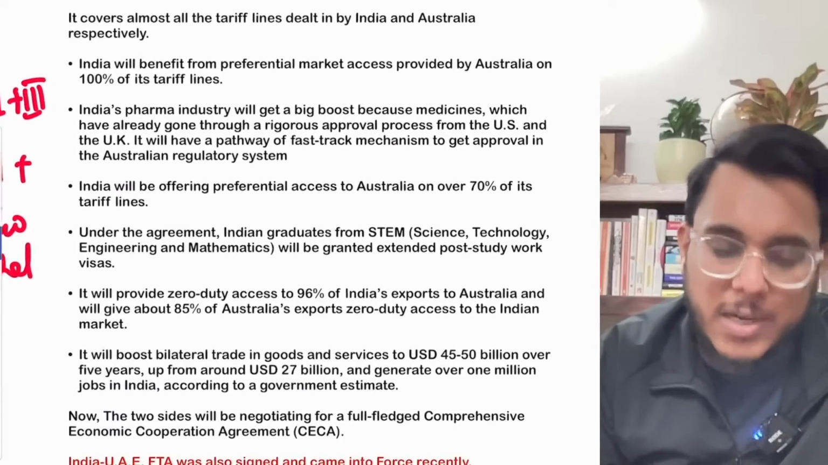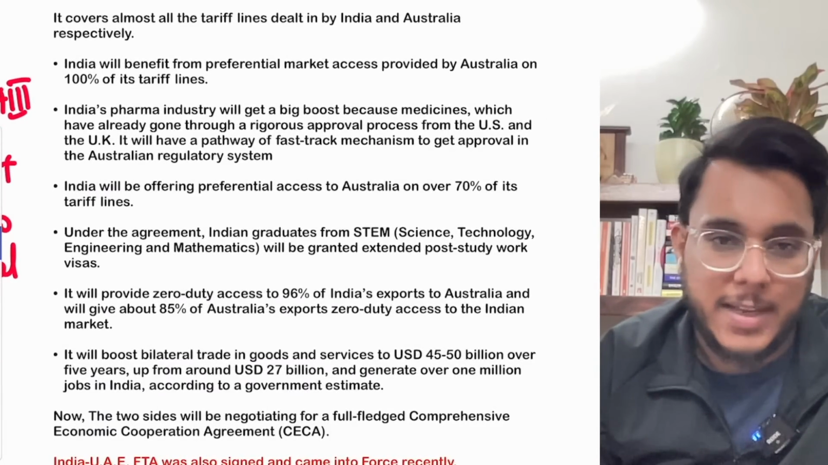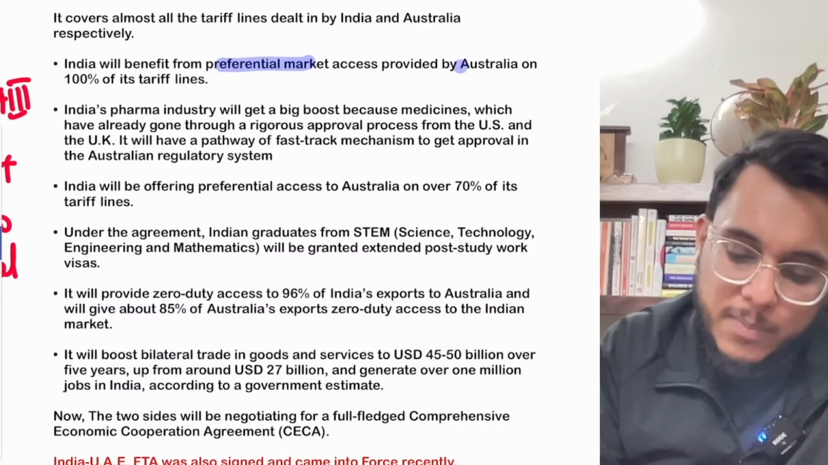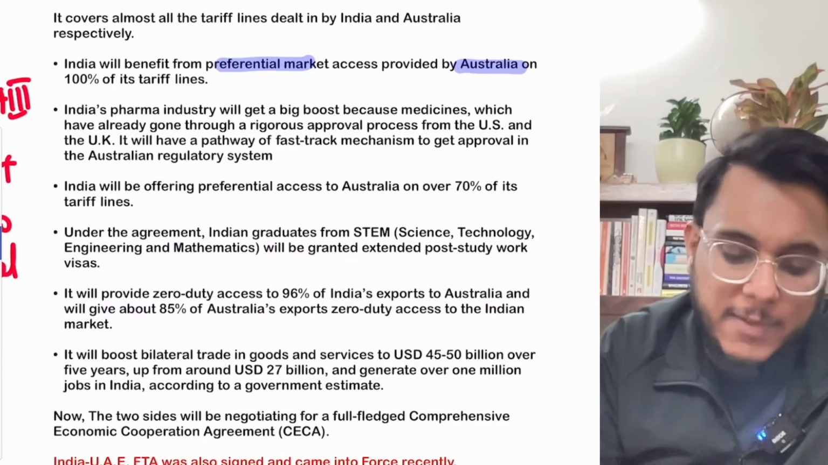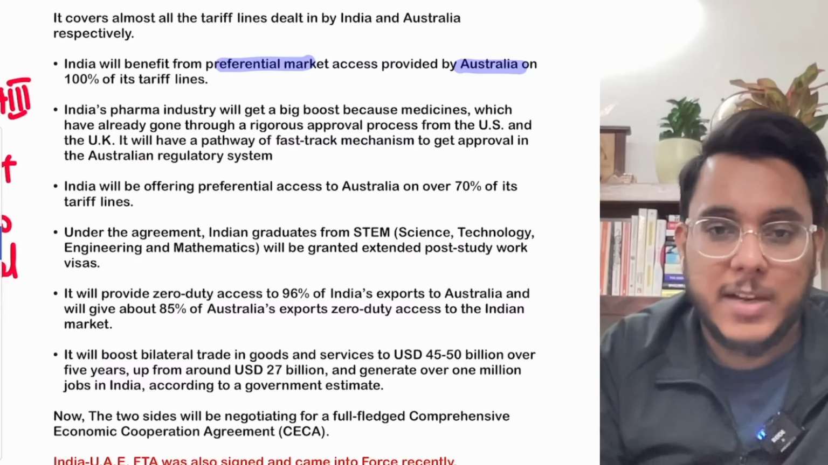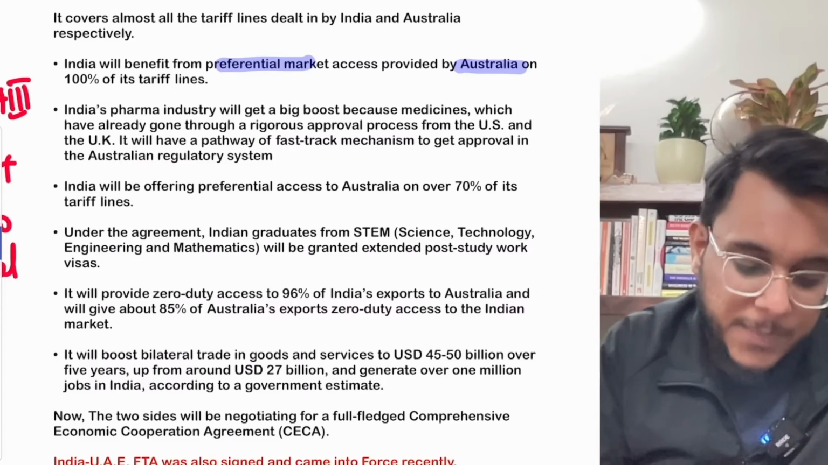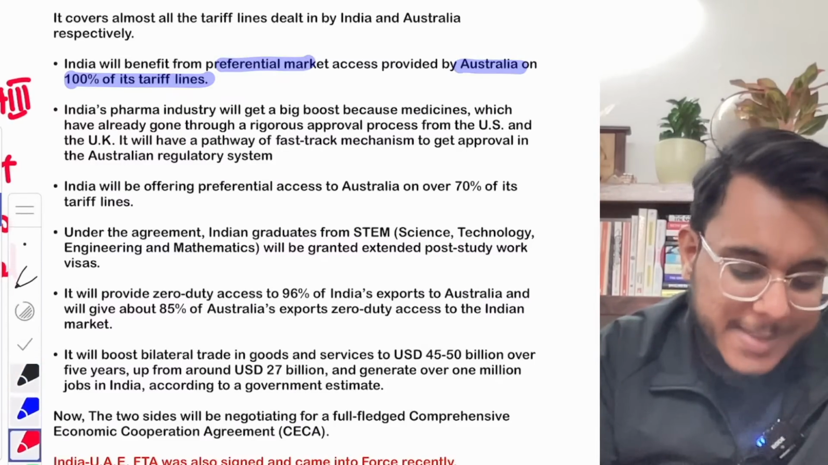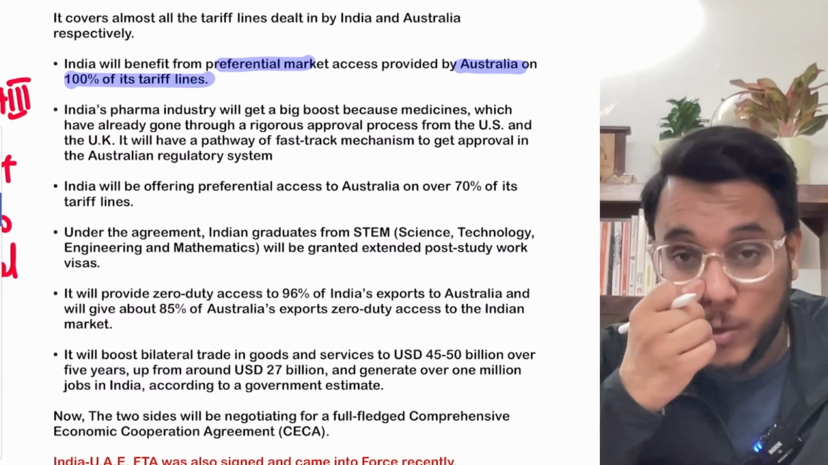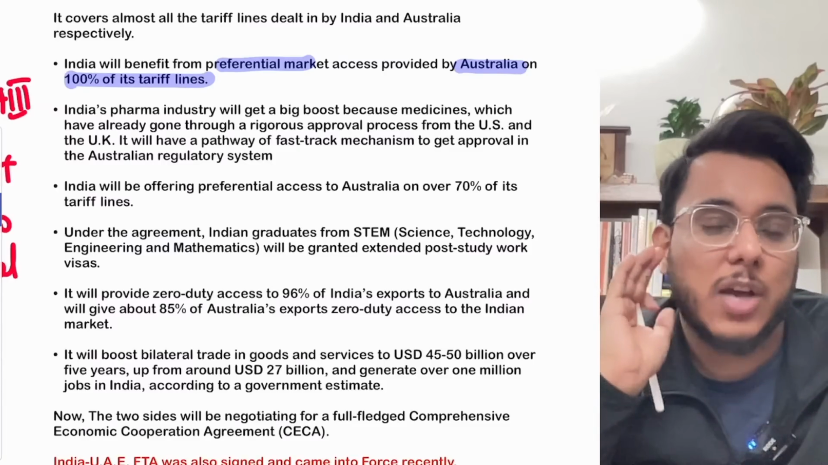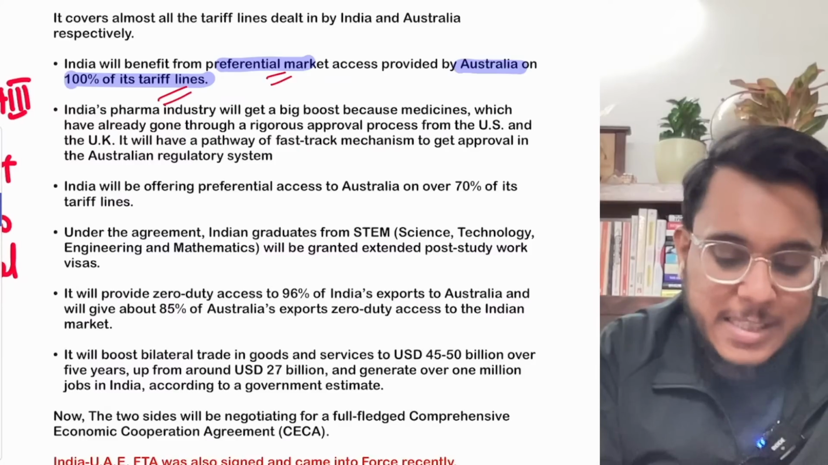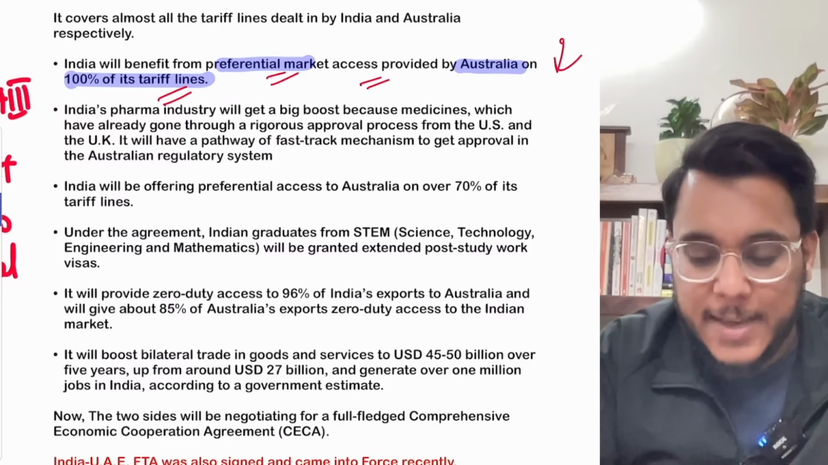Now, what are the basic features of this particular FTA? Number one, this FTA will provide preferential market access. India will get preferential market access in Australia on 100% of tariff lines. The tariffs will be reduced. So basically the Indian exports that were going to Australia earlier were taxed and there were high import duties. So 100% of the tariff lines will see preferential market access, the tariffs will go down there.